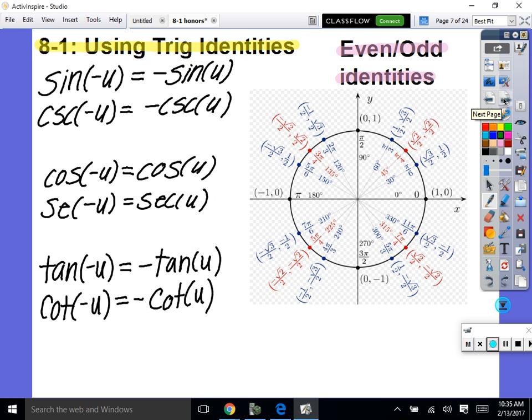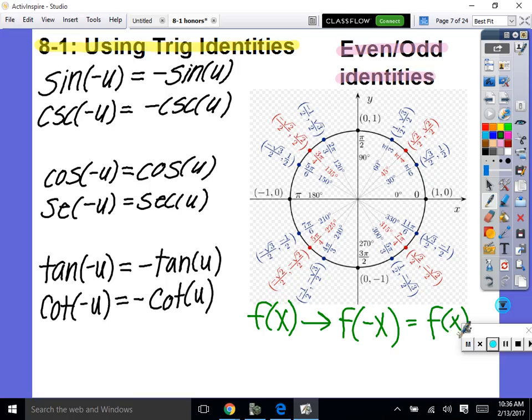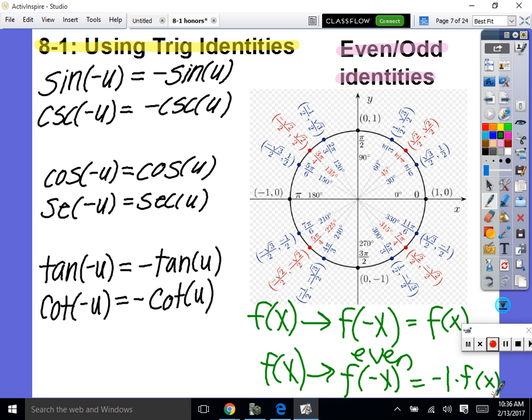Okay, here are the even-odd identities. Remember that sine is considered odd, tangent is considered odd, and cosine is considered even. For an even function, if you have the original function f of x and you plug in negative x, and it simplifies to be f of x, the original, it's considered even. If you plug in f of negative x and, algebraically, it simplifies to be -1 times f of x, that's considered odd.